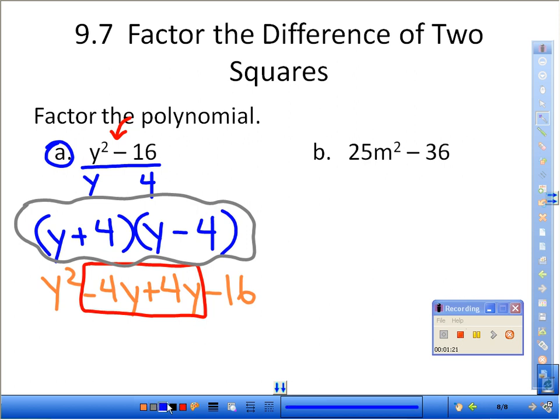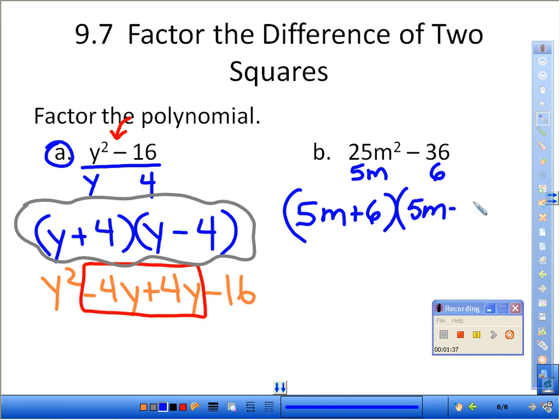Let's do the same thing in this next example. The square root of 25m squared is 5m. The square root of 36 is 6. So our factors are 5m plus 6 and 5m minus 6.